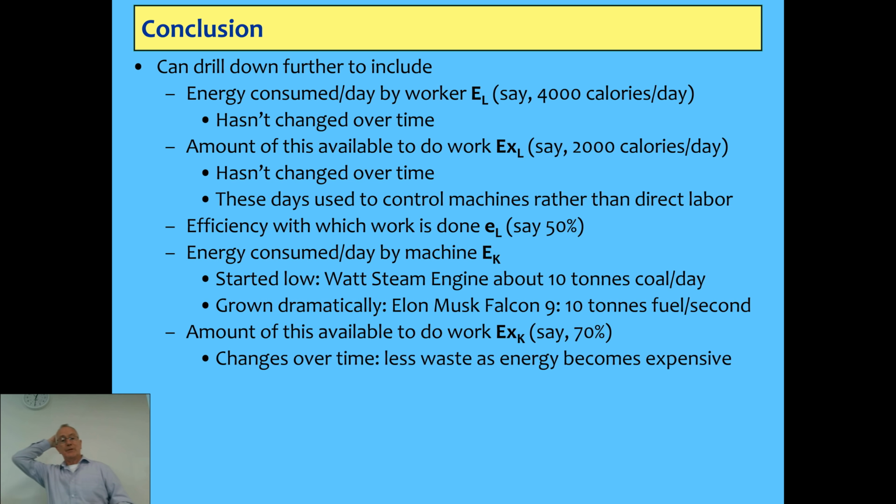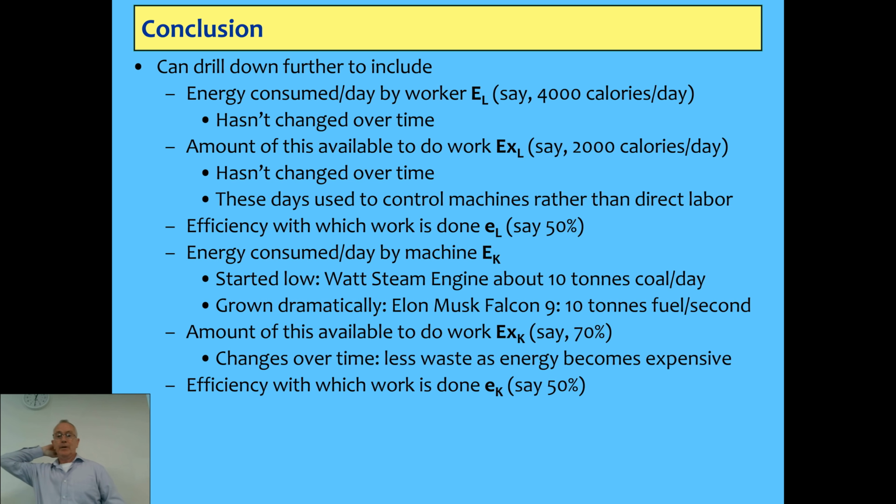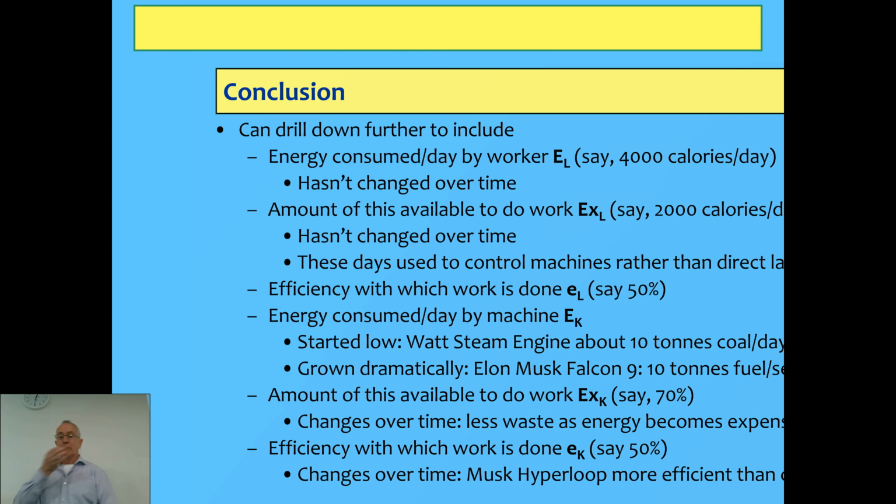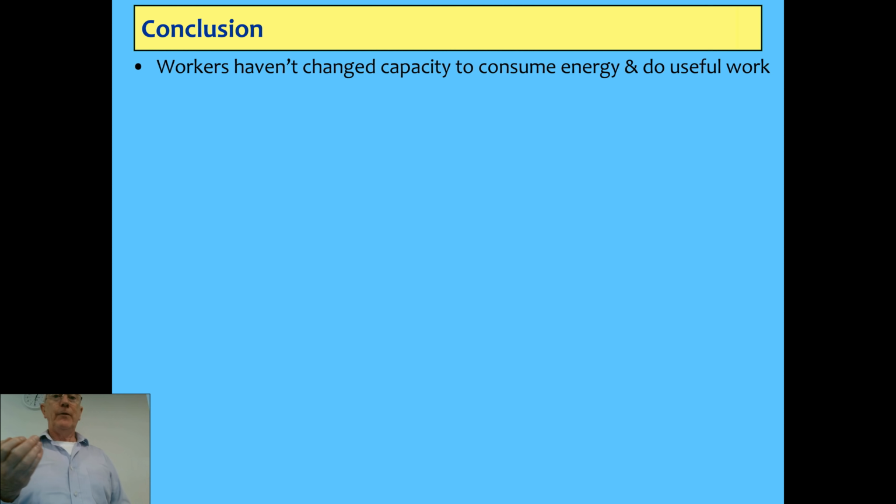Now, maybe 70% is available, maybe 50% efficiency. That again is changing over time. If you imagine Musk's idea of a hyperloop for transportation, that is much more efficient than a car because there's virtually no friction, because it's running inside a vacuum tube and so on. So more efficiency, but we can never get that perfect productivity.